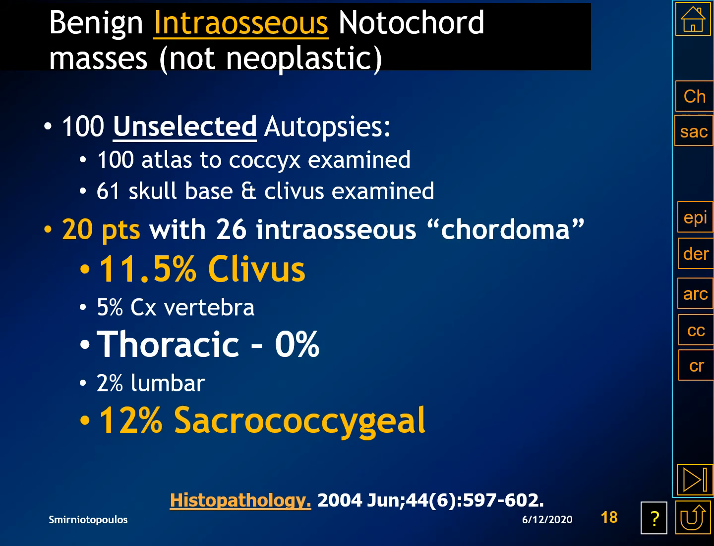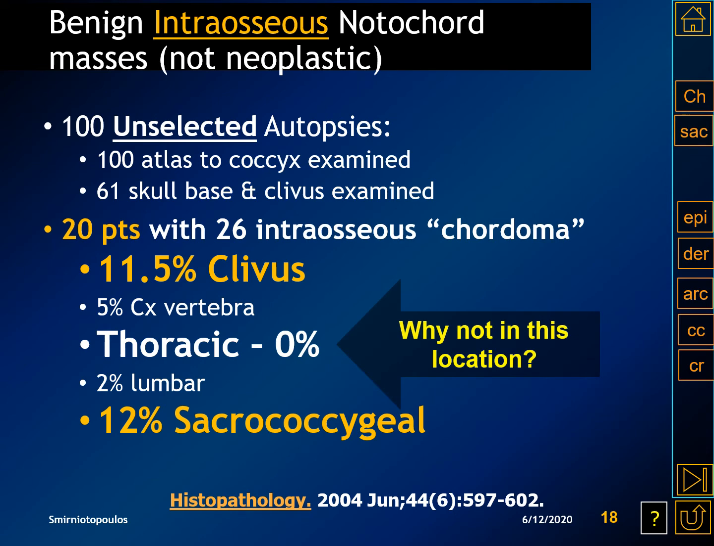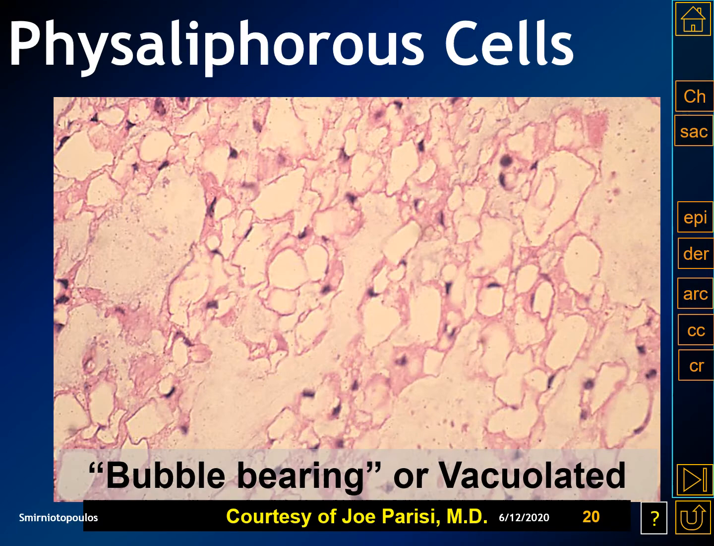Benign intraosseous notochordal remnants, not neoplastic masses, are found relatively frequently in about 20% of patients in an unselected autopsy series. They're seen almost equally as remnants in the clivus and remnants in the sacrococcygeal region, and they're almost never seen in the thoracic spine. We don't know exactly why they're so uncommon in the thoracic spine, but perhaps the abnormality in the thoracic spine would not be associated with a viable embryo or fetus.